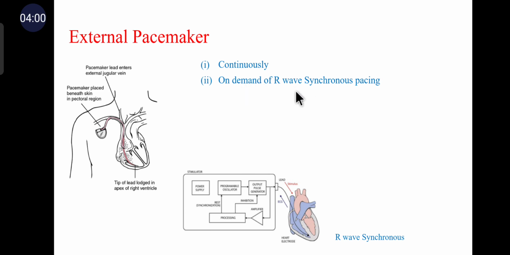Next is on demand of R-wave synchronous pacing. Normally the pacemaker is inoperative, but it is activated when the heart rate falls below the normal or preset value. In such a situation, beat to beat examination of the time interval between two R-waves is done. When this interval exceeds the preset value, the pacemaker comes into operation. This technique eliminates any competition between the heart's own pacemaker and the externally applied pacemaker pulses.